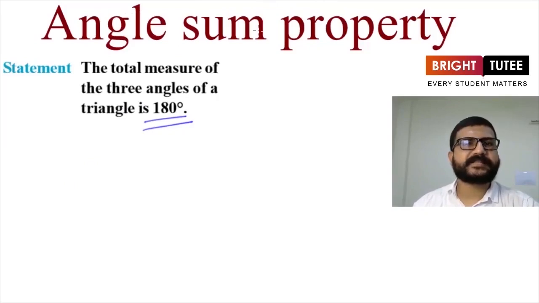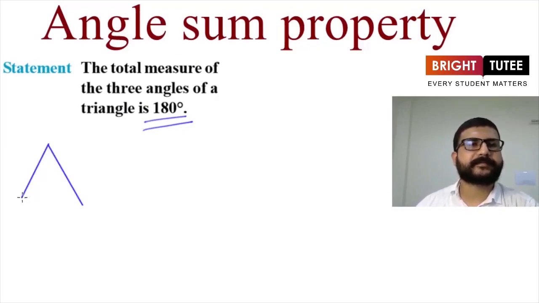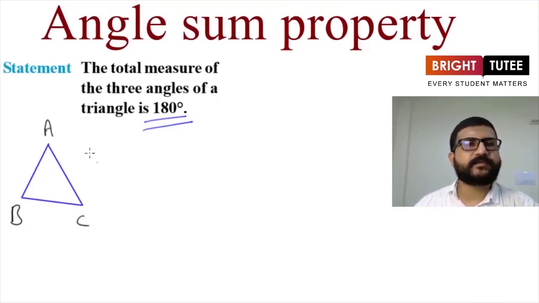What we need? First we need a triangle for it. Let's draw it. So here we are having this triangle. We can name this triangle as triangle ABC. Now ABC is a triangle. What we have to show? We have to show that sum of these 3 angles, that is angle A, angle B and angle C, is equal to 180 degrees. Now how we can do that?